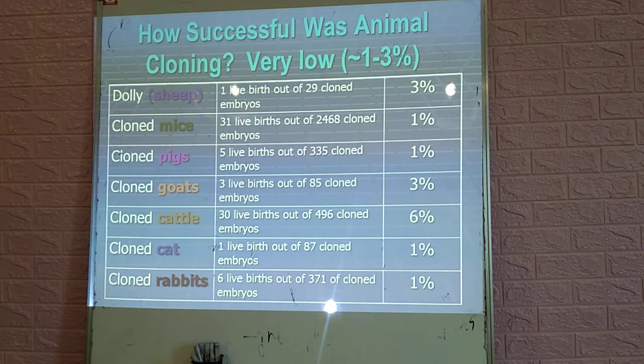For the cloned mice, 31 live births out of 2,468 cloned embryos. Imagine, 1%. Next one, for cloned pigs, 5 live births out of 335 cloned embryos, 1%. That's why, if you remember, cloning with the use of totipotent stem cells may be very low in chances, thereby killing most of the laboratory embryos rather than forming a new individual. Cloned goats, 3 live births out of 85, 3%. Cloned cattle, 30 live births out of 496 cloned embryos, 6%. Cloned cat, 1 live birth out of 87 embryos. And guys, cloned rabbits, 6 live births out of 371 cloned embryos.